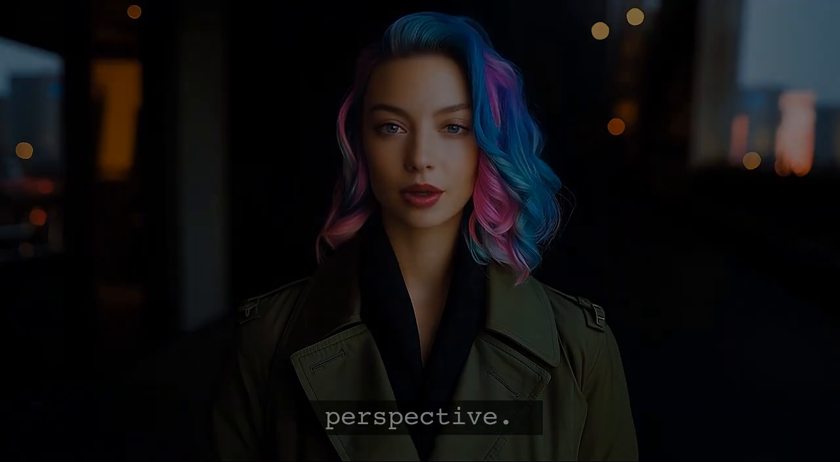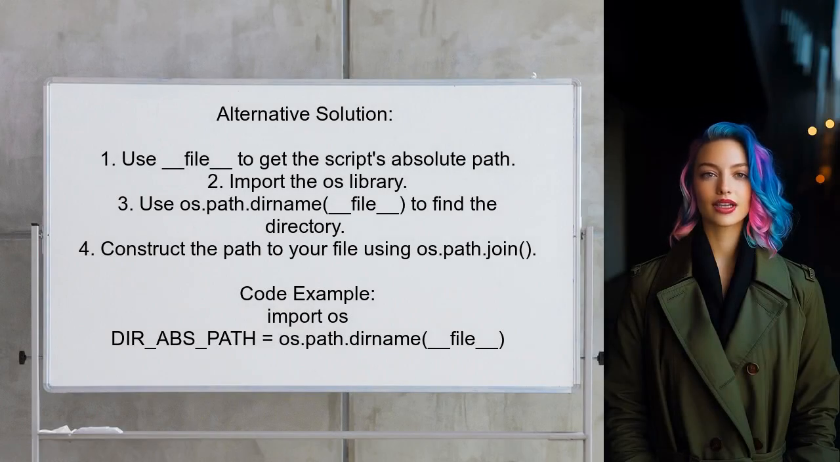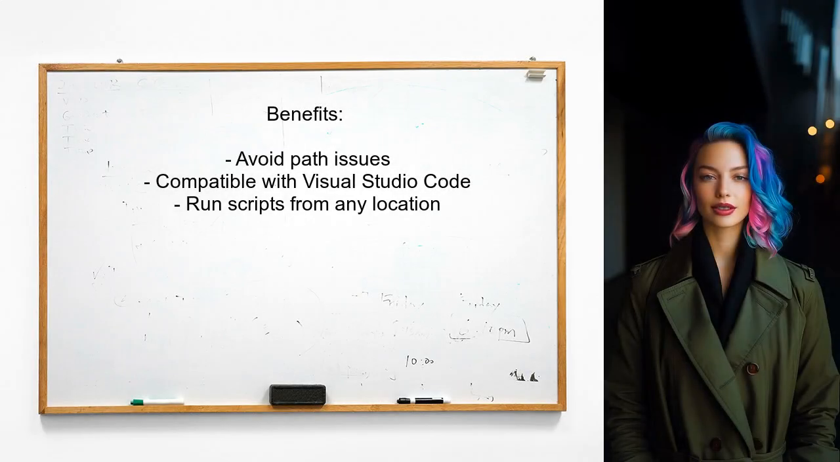Let's see another perspective. An alternative approach shared by another user involves using Python's built-in attribute, __file__, to get the absolute path of your script. This way, you can construct the path to your target file without needing to specify the full path manually. This method helps avoid path issues, especially when using tools like Visual Studio Code, allowing you to run your script from any location without errors.